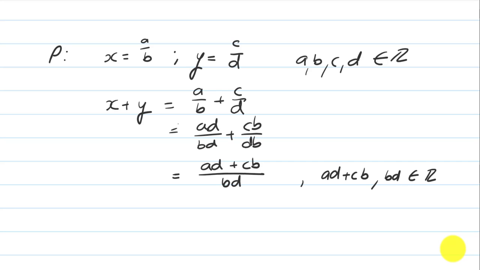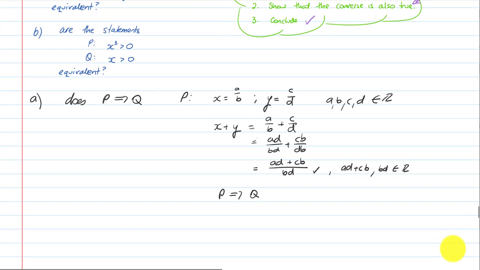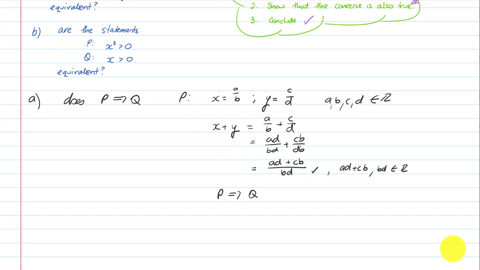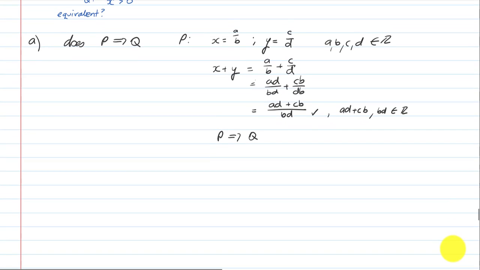That's pretty clear, and therefore this is also rational. So P does indeed imply Q. But what about, does Q imply P? Now this one's a little bit trickier, so I'll write the statement down here.